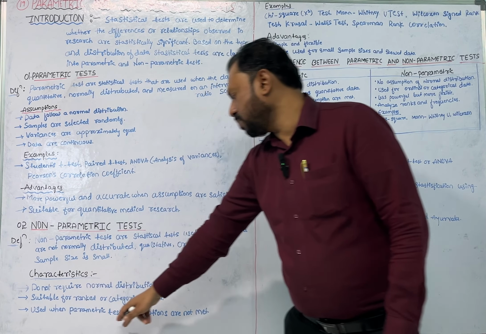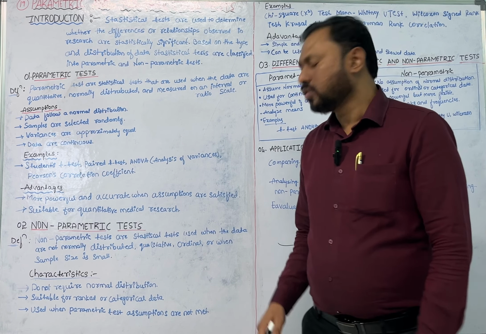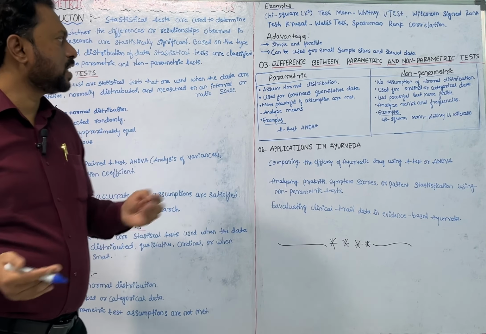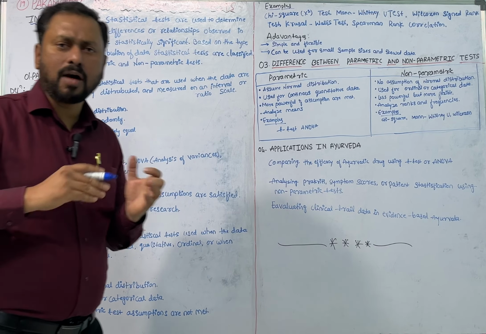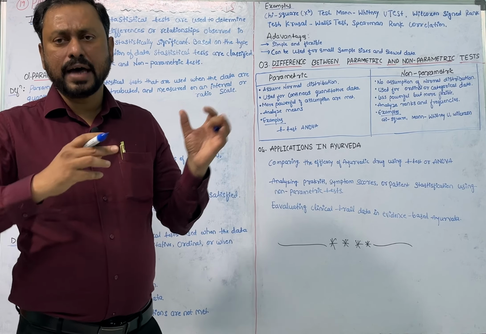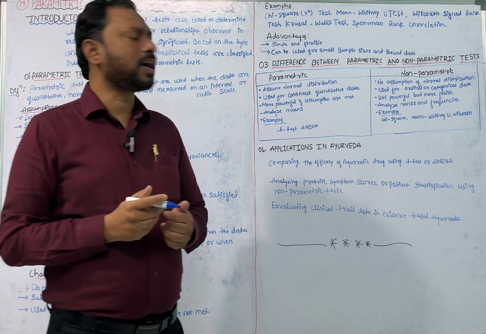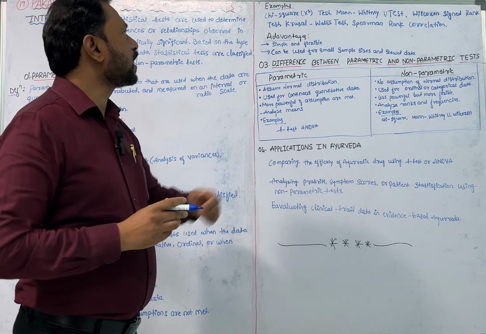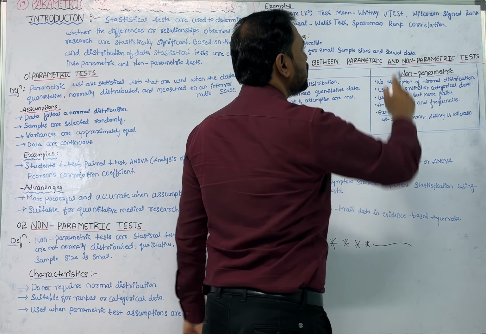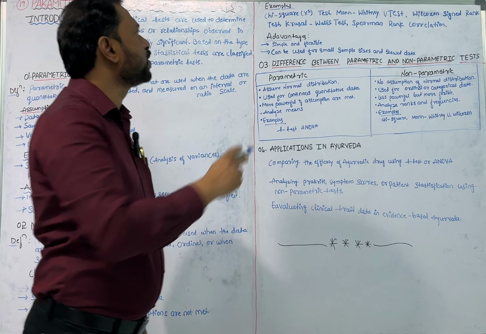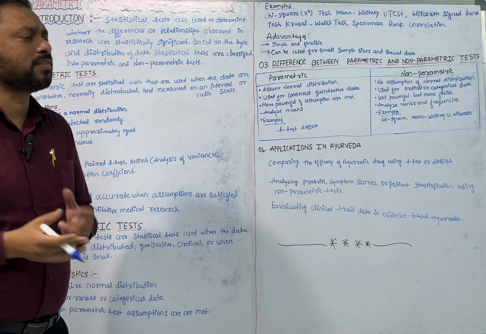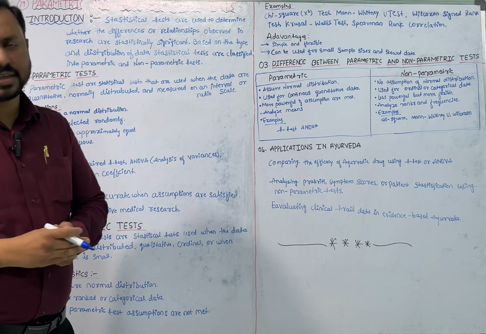Next, used when parametric test assumptions are not met. It means that whatever we are predicting is not equal, then we are using the non-parametric. The common examples: what are the tests we are using to analyze, to know the result? The common tests are the chi-square test, as well as the Mann-Whitney U test, Wilcoxon's test, Kruskal-Wallis test, and Spearman rank correlation test. These are the tests we are using in the non-parametric test.